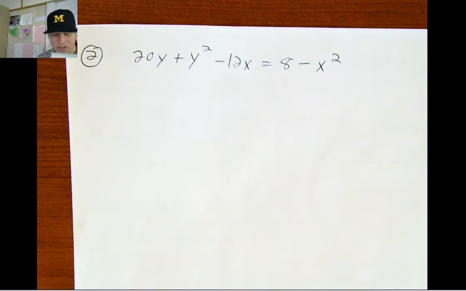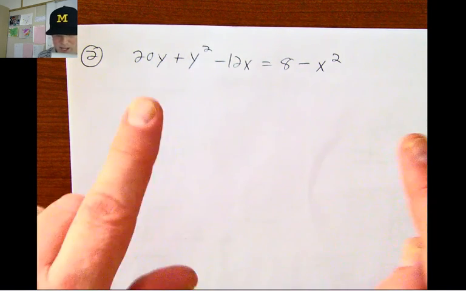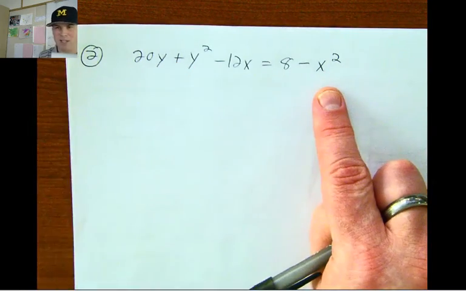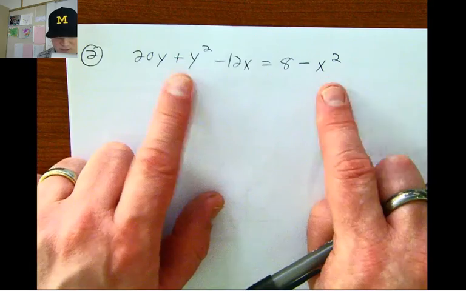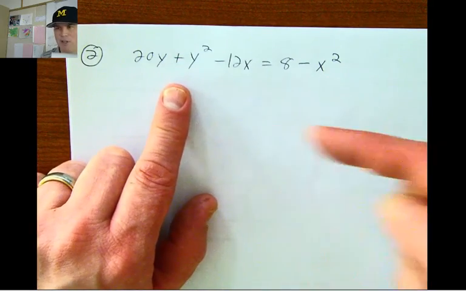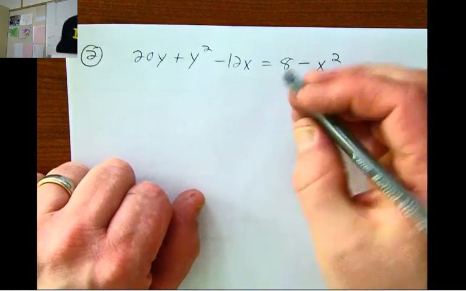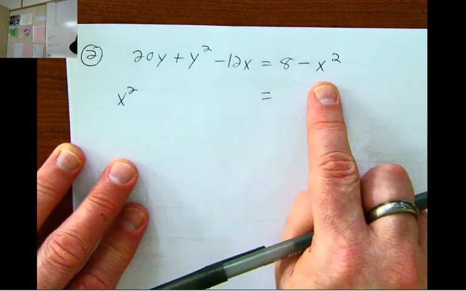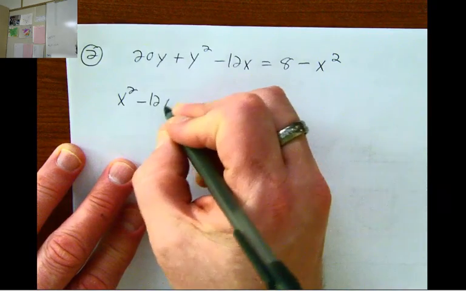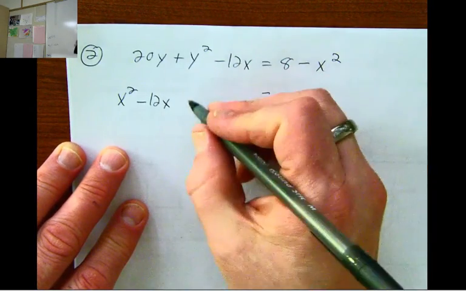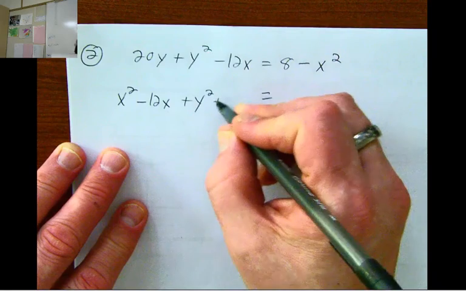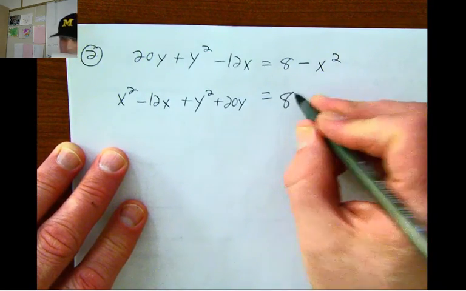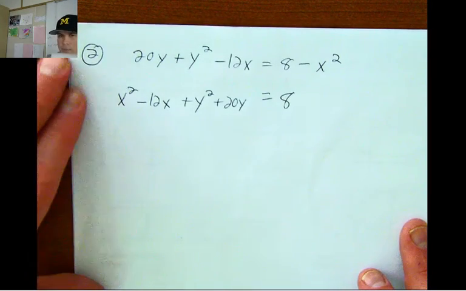You first want to decide if you want to bring the x squareds left or right, and you want the x squareds and the y squareds to both be positive, in which case I need to bring everything to the left. That way, when I bring everything to the left, I'll have a positive x squared. That's going to pair with this negative 12x. And then I have the y squared, and that's going to pair with the 20y. And on the other side, I have the 8, and that 8 is happy staying right there.